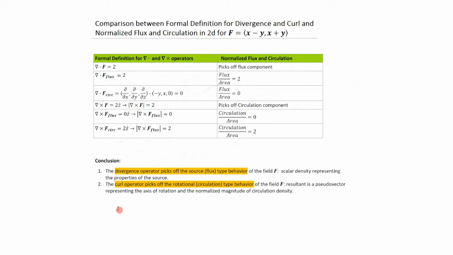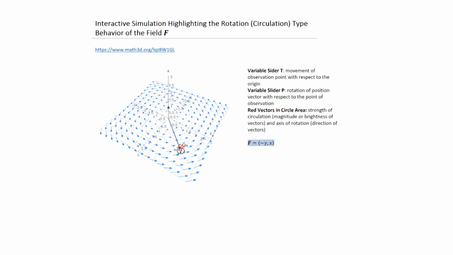And so now let's see whether or not we can look at this from a graphical perspective. So this is an interactive simulation highlighting the rotation of the field. And so here's a pure rotation field. And this, of course, is representing that rotation field. And remember in the last lecture, we had set up this closed contour, but this could be at some arbitrary position x, y. And here I've denoted the vector which is perpendicular to the contour and the vector that's tangent to the contour. And so this variable slider t is the movement of the observation point with the origin. So it moves the center of the circle to different points.